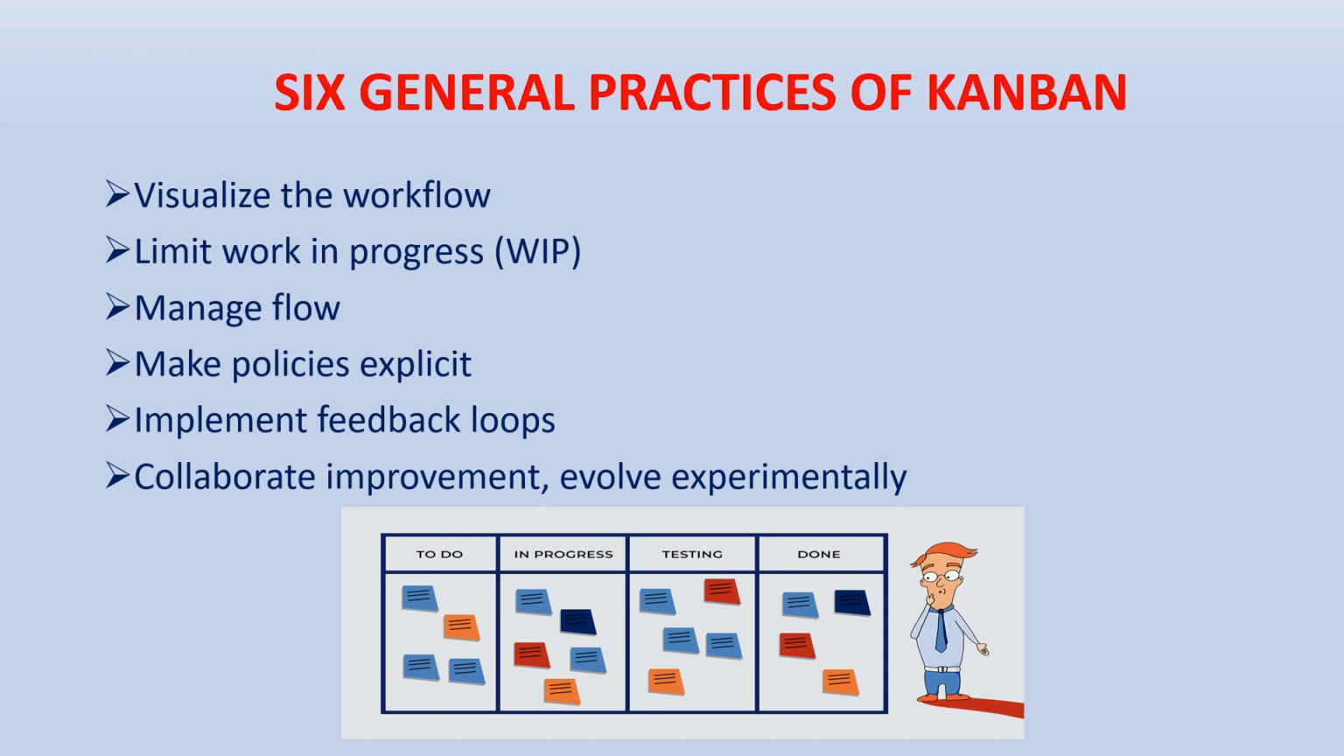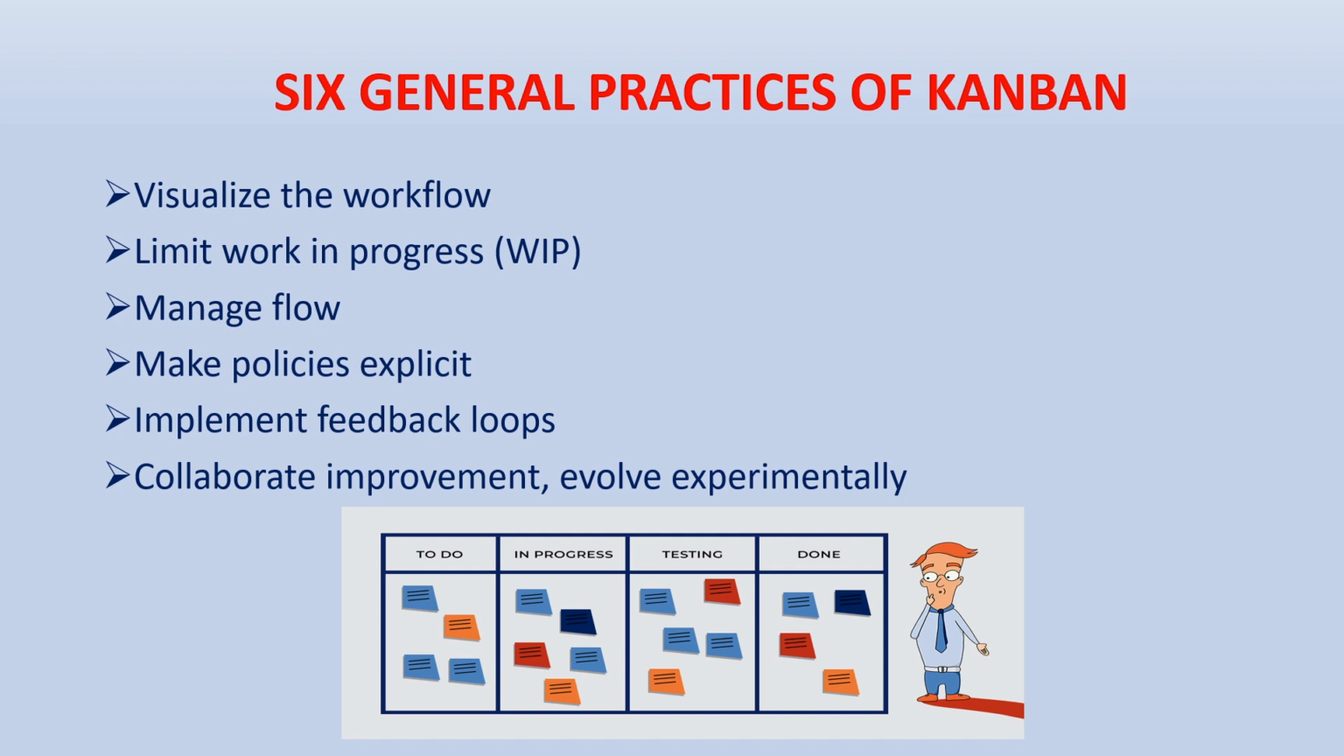Our practices include manage flow, make policies explicit. As in the Scrum, we have fixed things, like on the starting day we have a sprint planning. After some days we will have a backlog prioritization. After that, on the last day of the sprint we'll be having sprint retrospective and sprint review. But we do not have all these things for Kanban. It means we do not have fixed timing for all these meetings. We can have all these meetings according to our organization.